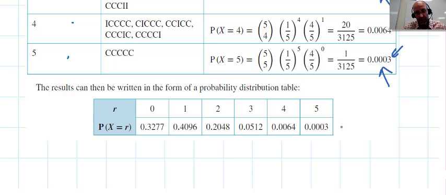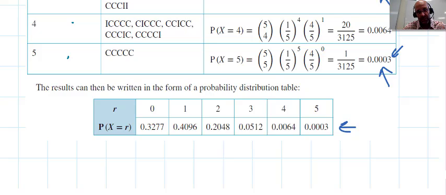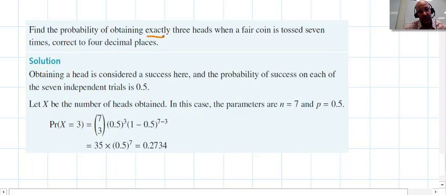Okay, and there's the full distribution there. And if we use the binomial expansion, that would be all the values, and of course they add together to be 1 because that covers the entire sample space. Finish off now. So here's an example. Find the probability of obtaining exactly 3 heads. So not at least 3, not 3 or more, or less than 3, or anything else. It's exactly 3 only. So your 3 heads when a fair coin is tossed 7 times.